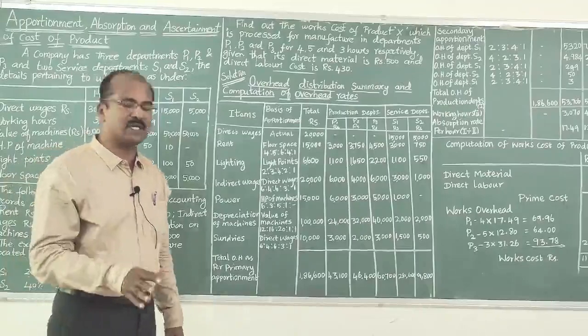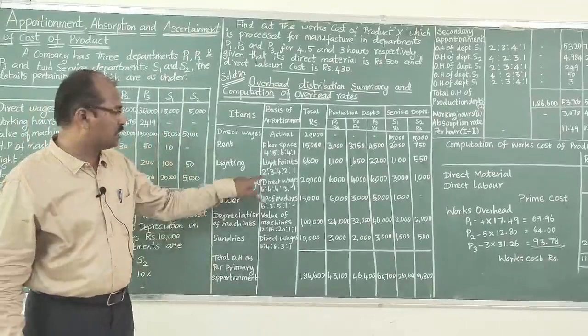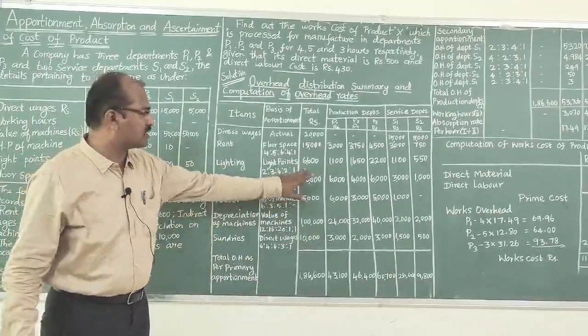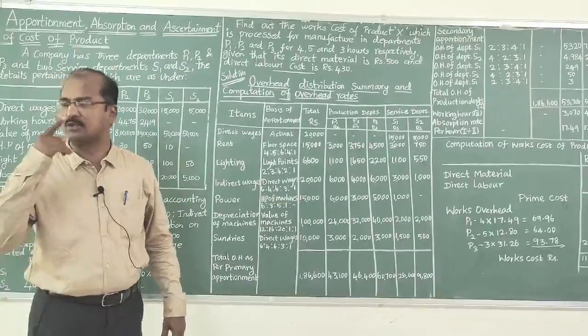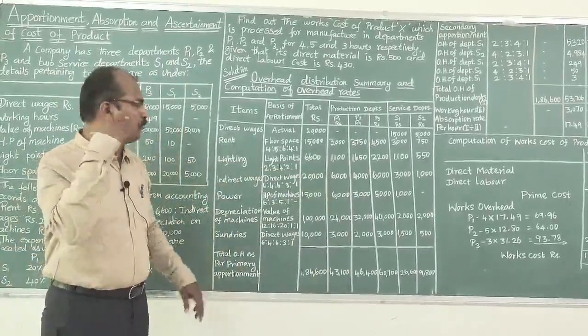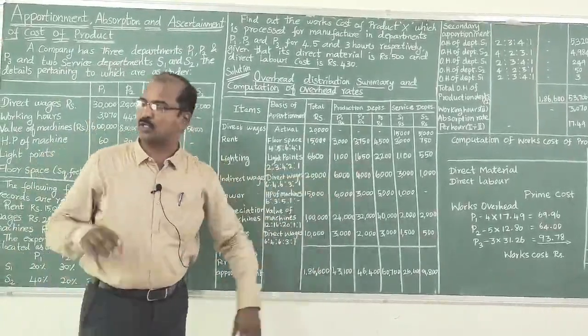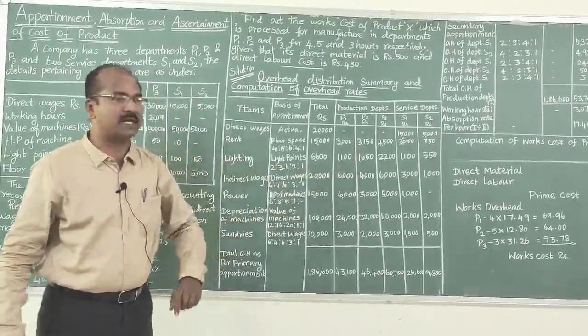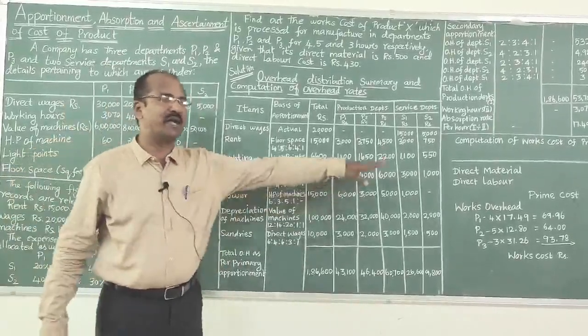So 6,600 divided by, what is the total of all this? 12. 6,600 divided by 12 into 2, you get 1,100. 6,600 divided by 12 into 3, you get 1,650. Into 4, you get 2,200. Into 2, you get 1,100. Into 1, you get 550.